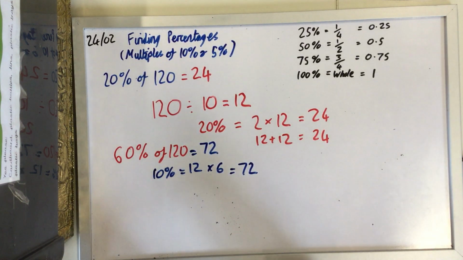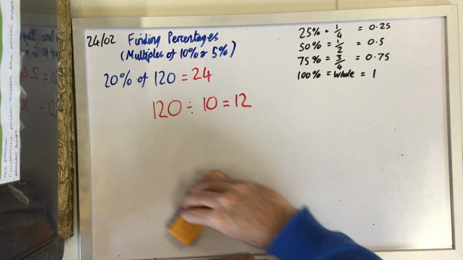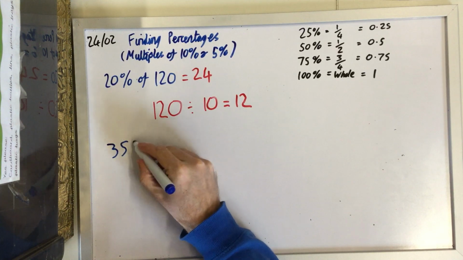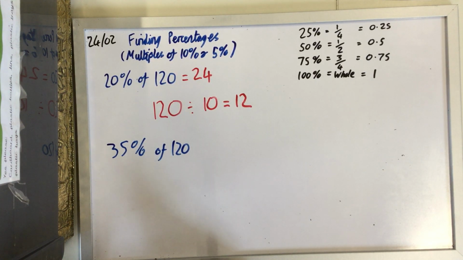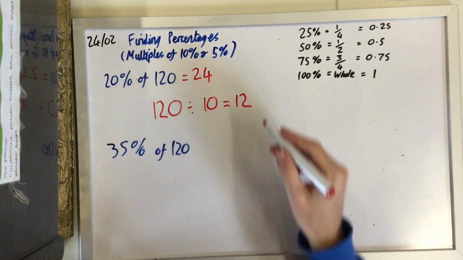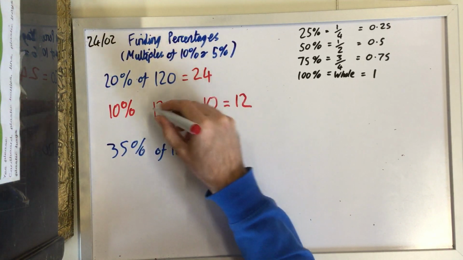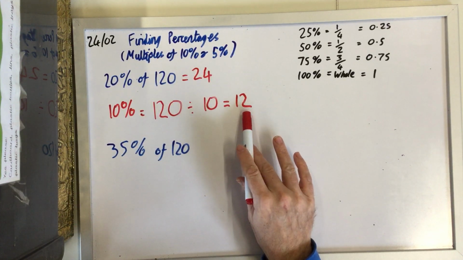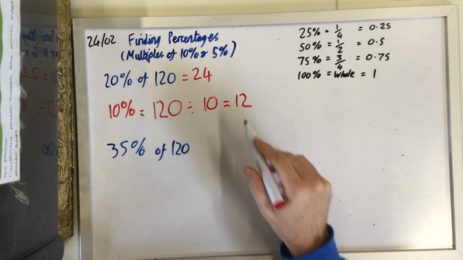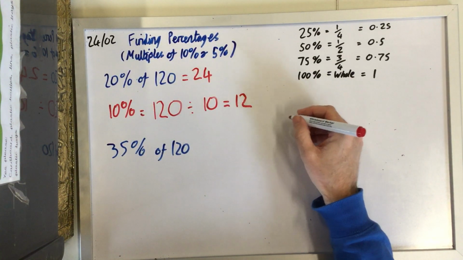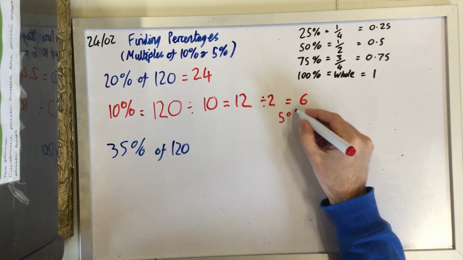So that's where we get to 10s, 20s, 30s. What about 5%? Let's say we needed to find 35% of 120. What do you notice? What can you see already that we know? We have 10%. To find 5%, what would we do? Divide it by 2. You would halve it, wouldn't you? So 10% is 12. Half of 12, or divided by 2, would be 6. So 5% is equal to 6.